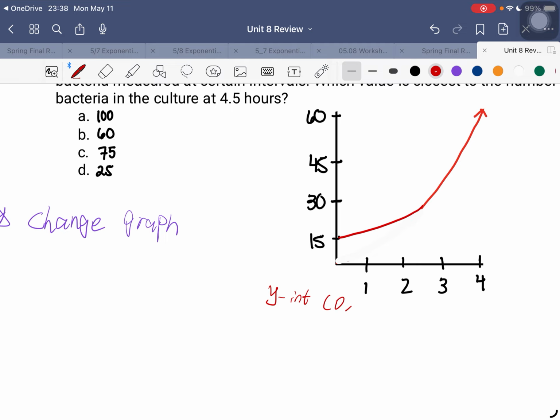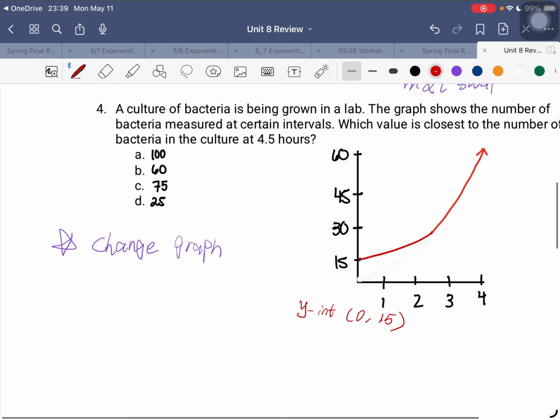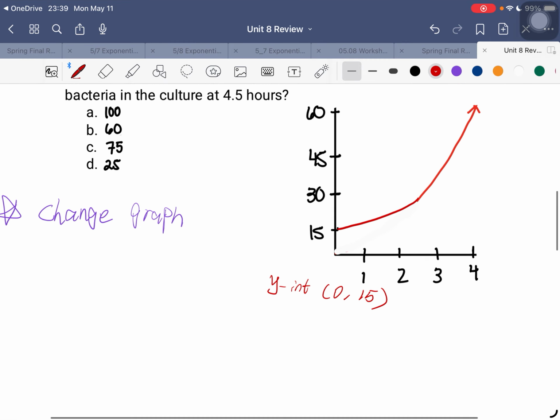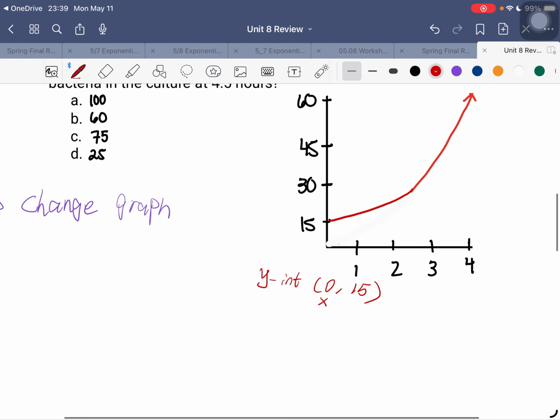Yes, it's at (0, 15). Okay, now we need to use the graph to find the equation. So I have (0, 15). When x equals 0, y equals 15.